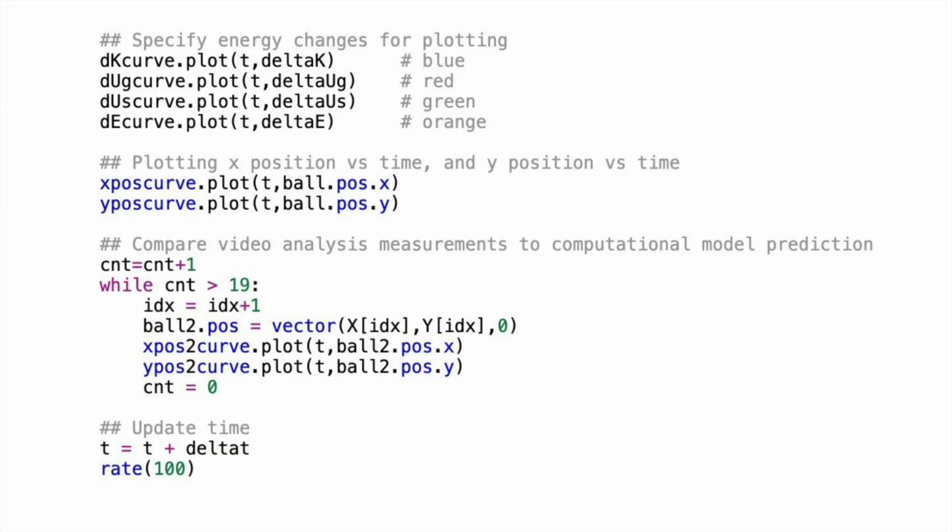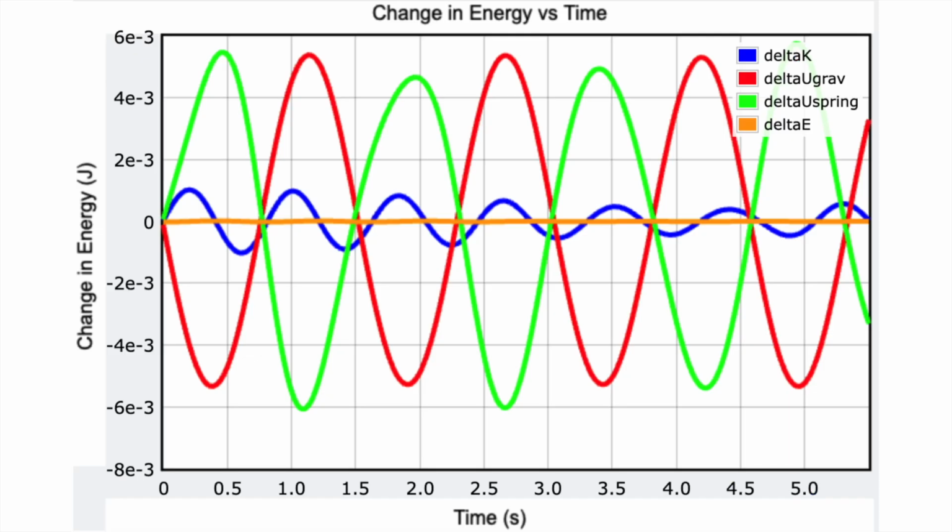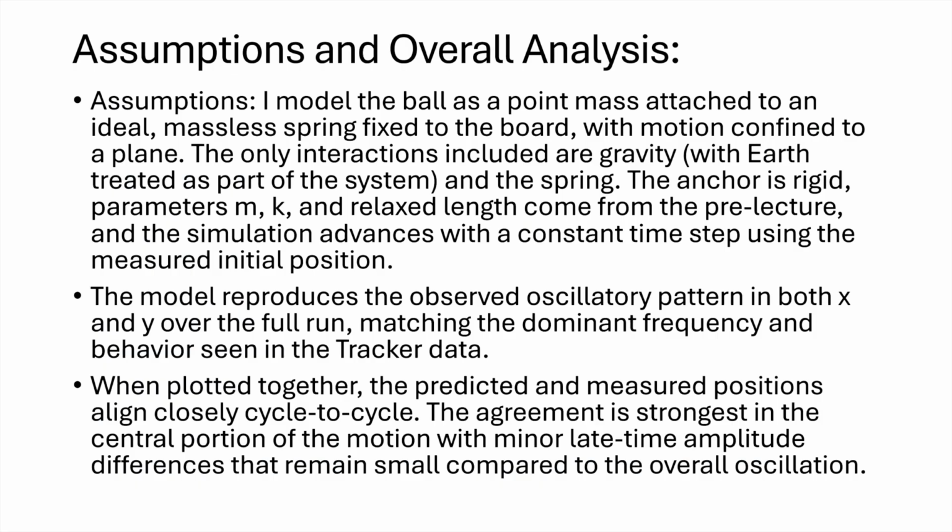And the data overlay, I overlay tracker measurements by plotting one video point about every 20 simulation steps. That lets us compare the model's X and Y directly with the recorded motion. As you can see here are the final results with the X position and the Y position against time, and the change in energy with the time, along with the color coding for delta K, delta U grav, delta E spring, and delta E.